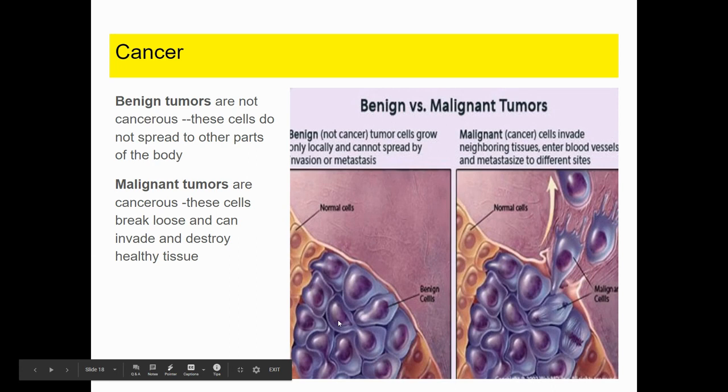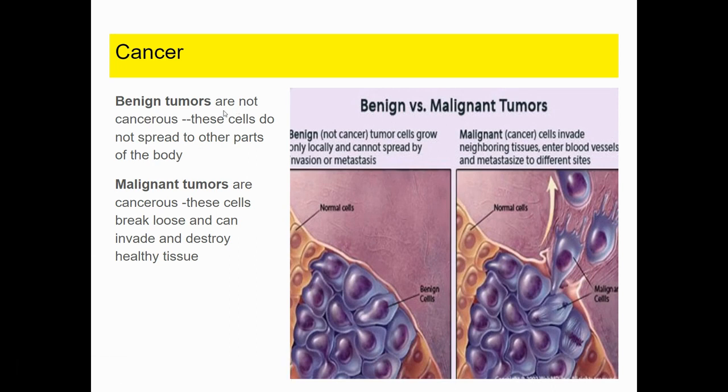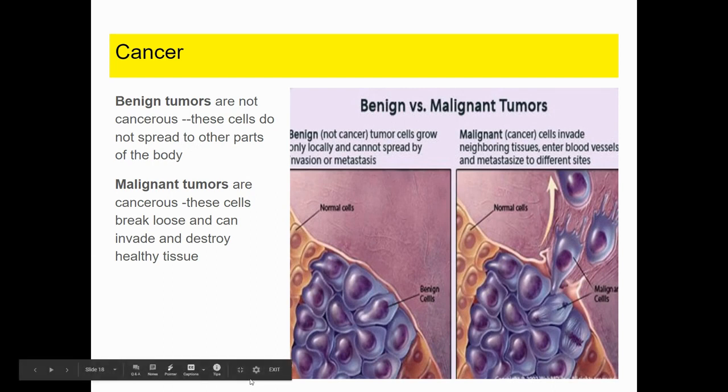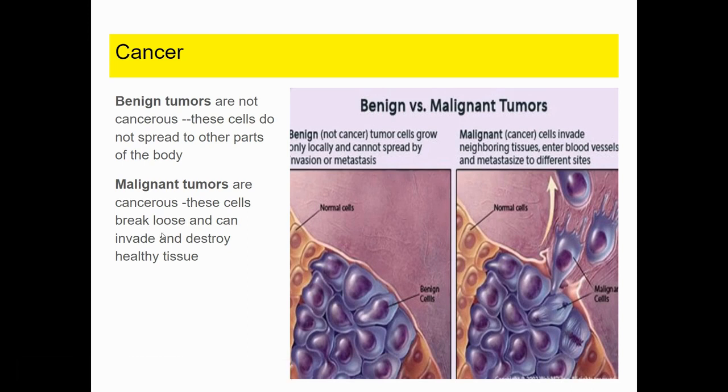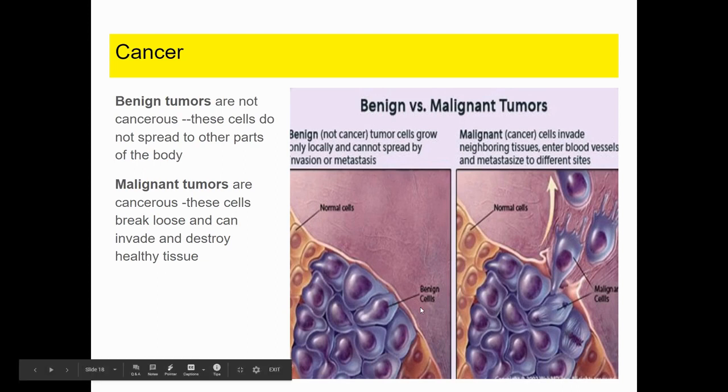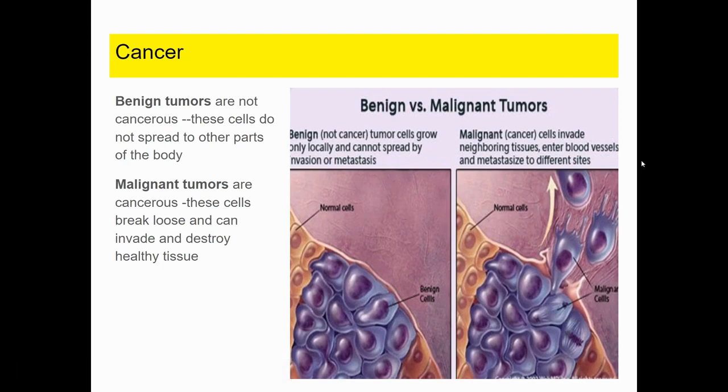There are two types of tumors. You got benign tumors, which are not cancerous, and these cells do not spread to other parts of the body. All right. And malignant tumors, which are cancerous, and these cells break loose and can invade and destroy healthy tissue. So here you got a benign tumor, which is contained within this membrane. Malignant is when the rapidly dividing cells start spreading throughout your body.